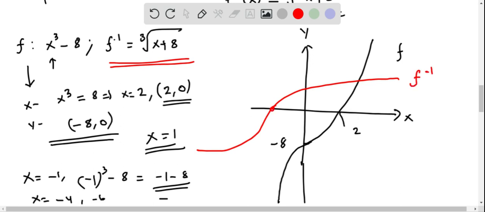Okay, so we will have the x-intercept over here. In fact, for the x-intercept we have to put y equal to 0. When we do that, we get (x plus 8) to the power of 1 by 3 equal to 0. So when you cube both sides, we get x equal to -8. So basically this point is (-8, 0) and this point is (0, 2). Okay, so this is the graph of f inverse. We have drawn it on the same graph.